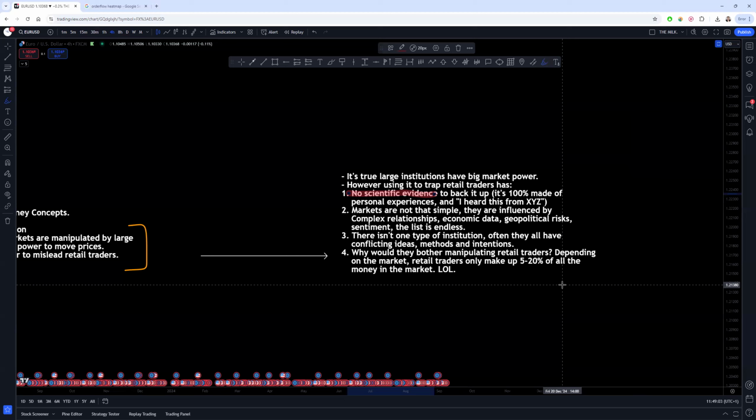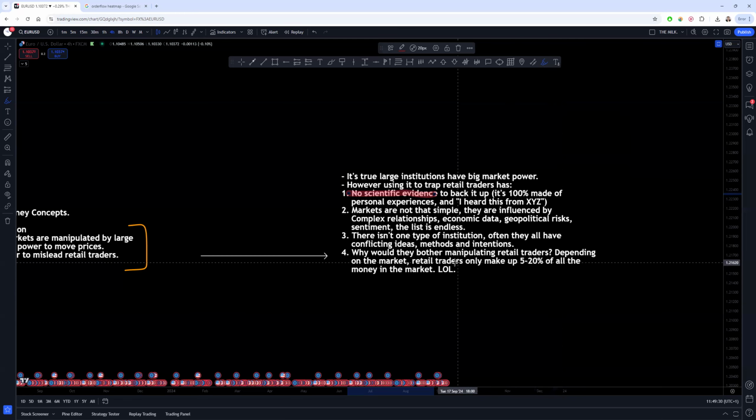Next one is that the markets aren't that simple. They are super complicated, and they're influenced by complex relationships, economic data, geopolitical risk, sentiment. Really, the list is endless, right? Now, to think that it's just as simple as, oh, institutions have more money than us and they're targeting us little retail traders because they can, it just makes zero sense, and it's backed up by nothing.